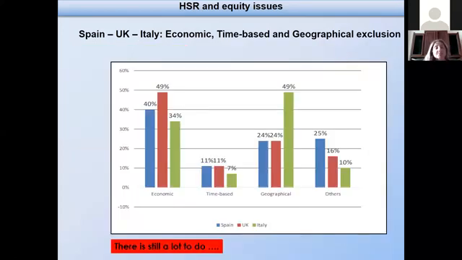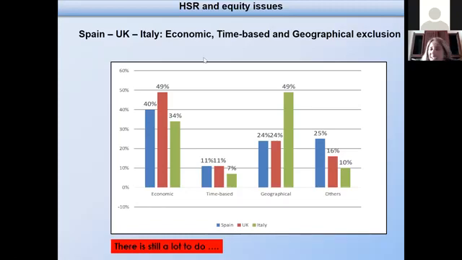It came out, and it's not a surprise, that the most important factor excluding UK non-high-speed rail users is the economic one. High-speed rail is not considered a real alternative transport mode. As you know, it doesn't serve all the destinations. It's just a line going from Ipswich to Ashford and from Ipswich to St Pancras. And it is still a very expensive transport alternative. I don't consider it an alternative transport mode.